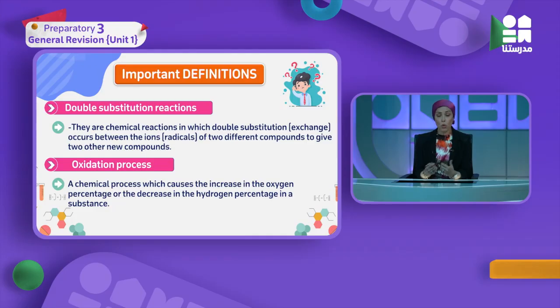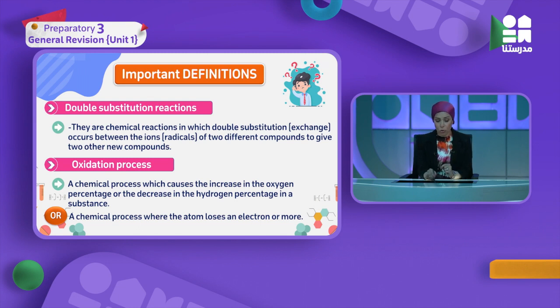Okay? Now we have the first definition: oxidation is a chemical process which causes an increase in oxygen. So this is concerning what? Concerning the percentage of oxygen. At the same time, if the oxygen percentage increases, what happens to the hydrogen? It decreases. So it's the process in which the oxygen percentage increases or the hydrogen percentage decreases in the substance. Or if I want to define it concerning electrons, it is the process in which an atom loses one electron or more during a chemical reaction.